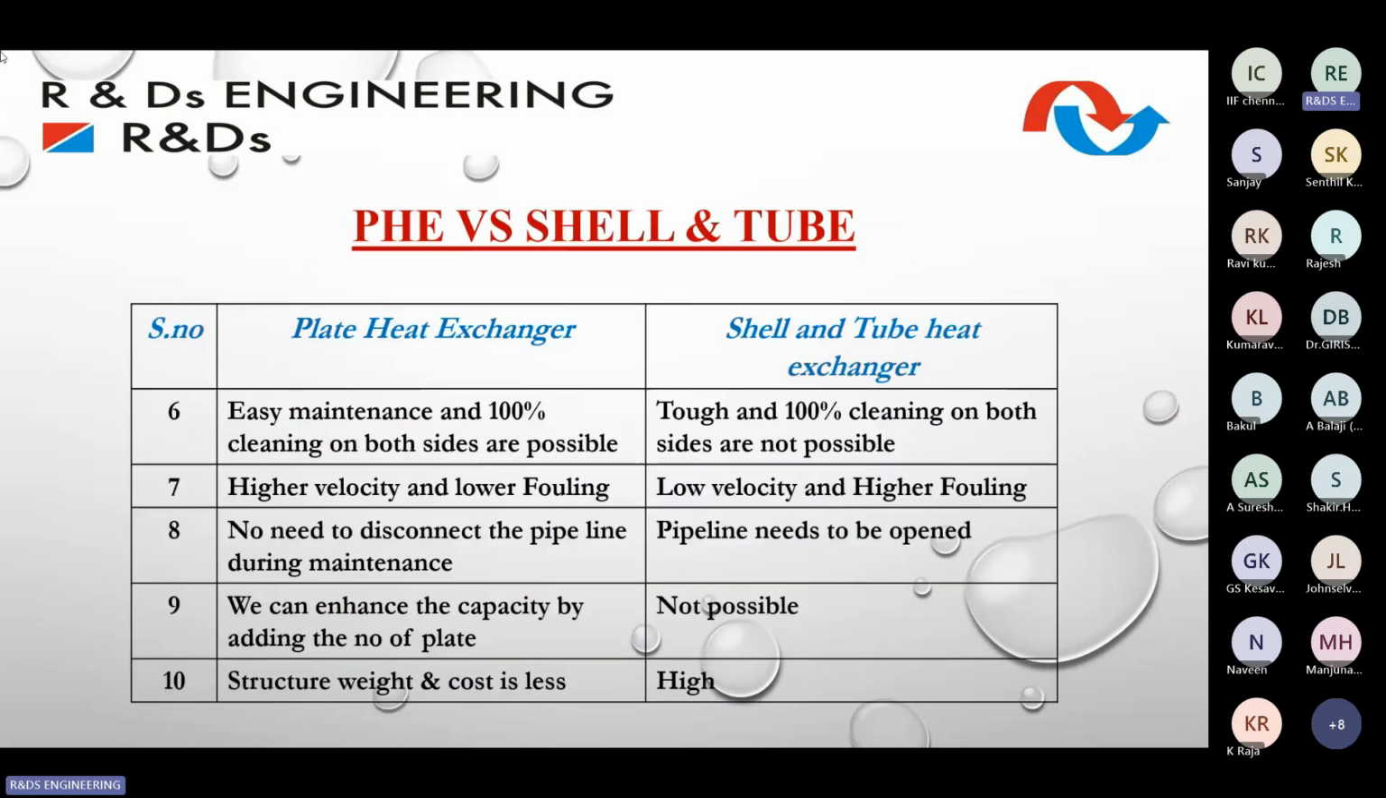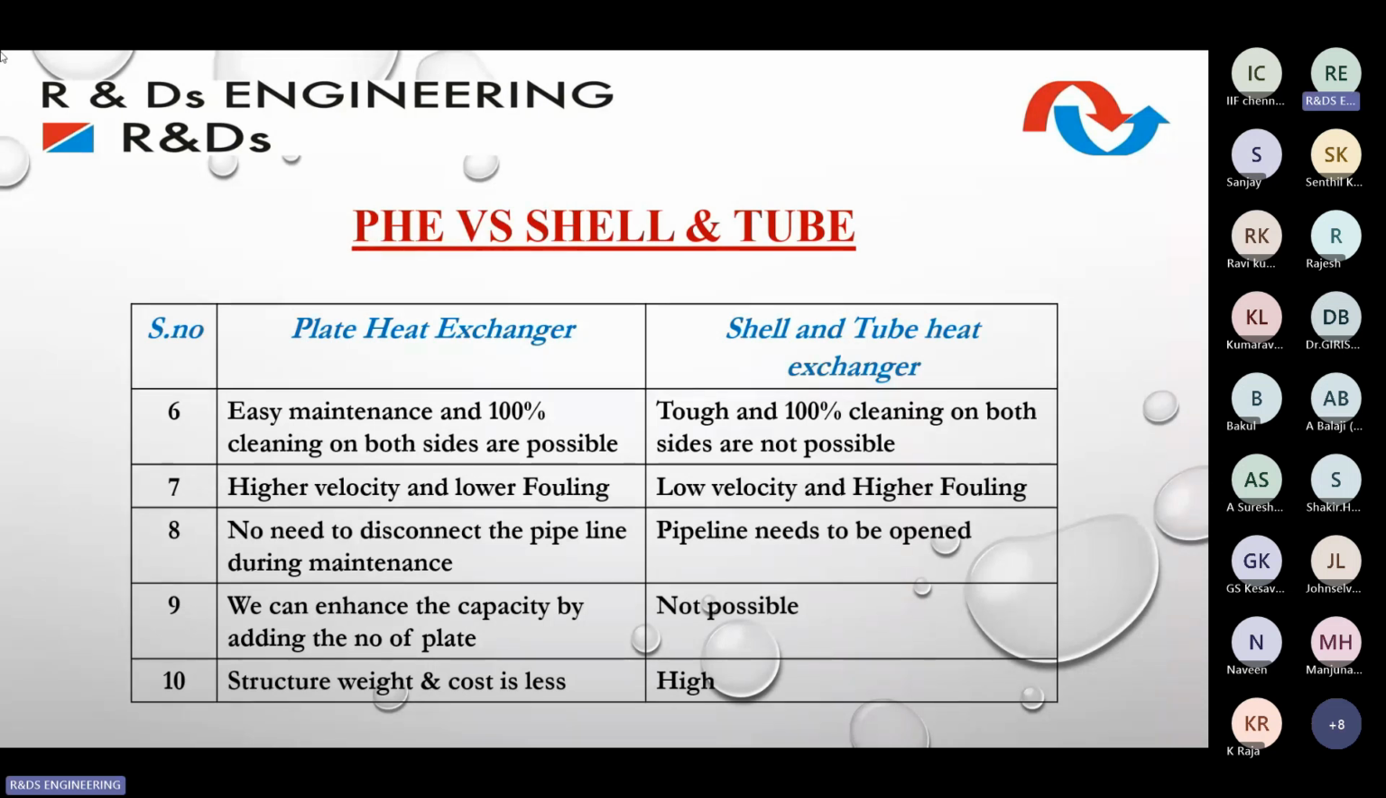Another major advantage of the plate heat exchanger, in terms of maintenance, is that cleaning is 100% possible. You can open the heat exchanger and do the cleaning activity on both sides. Whereas in the shell and tube heat exchanger, 100% cleaning is not possible. Only the tube side you can clean, whereas the outside of the tubes, the shell side, is not possible.